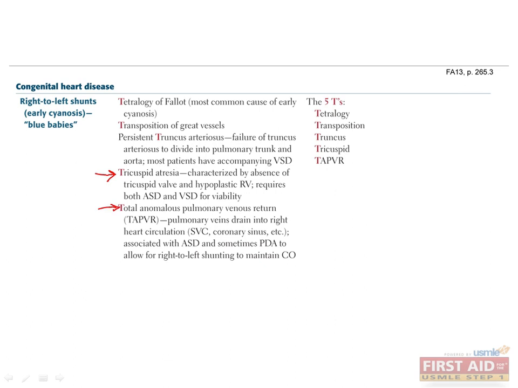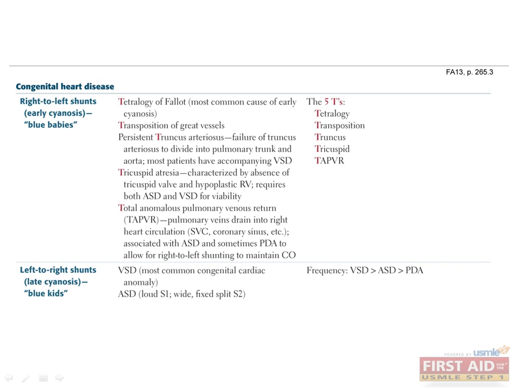Total anomalous pulmonary venous return is where the pulmonary veins carry blood back into the right heart circulation instead of the left heart. Any of these 5 lesions, tetralogy of Fallot, transposition of the great vessels, truncus arteriosus, tricuspid atresia, or TAPVR, will lead to cyanosis that is recognized at birth.